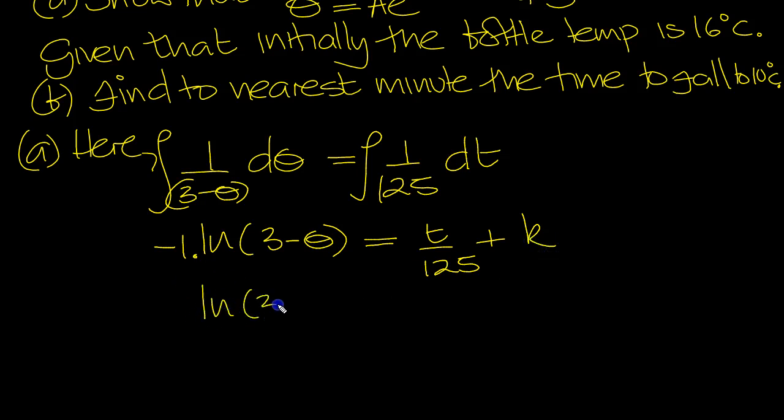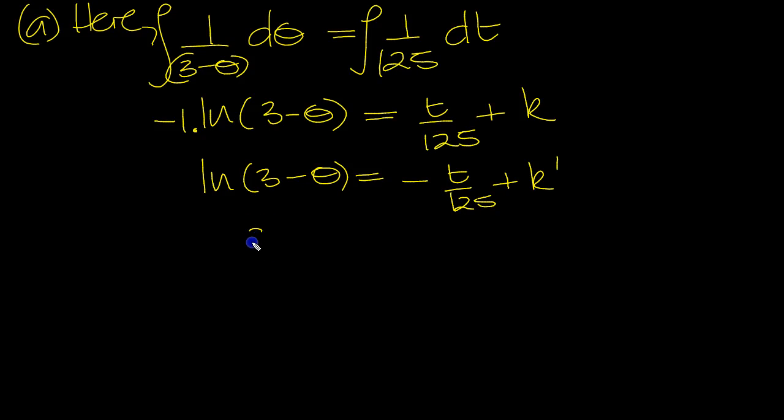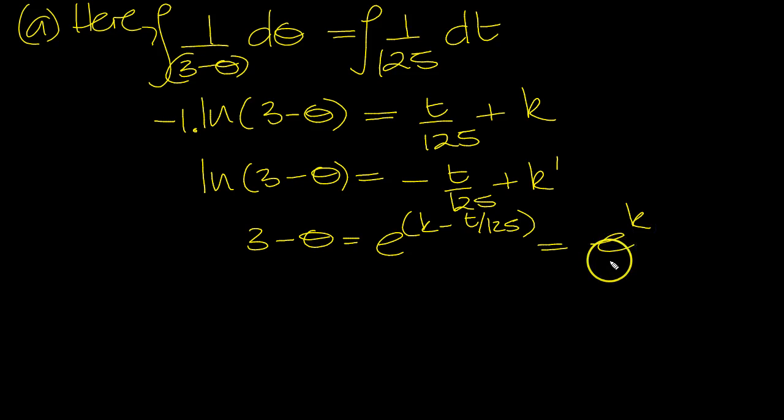So ln of 3 minus theta is equal to minus t over 125 plus k dashed. Now unwrap the log, so the base of the logarithm moves over. So 3 minus theta then is equal to e to the power of k dashed minus t over 125. So that tells us then, minus is divide, so that would be e to the k dashed times e to the minus t over 125. So we got that.